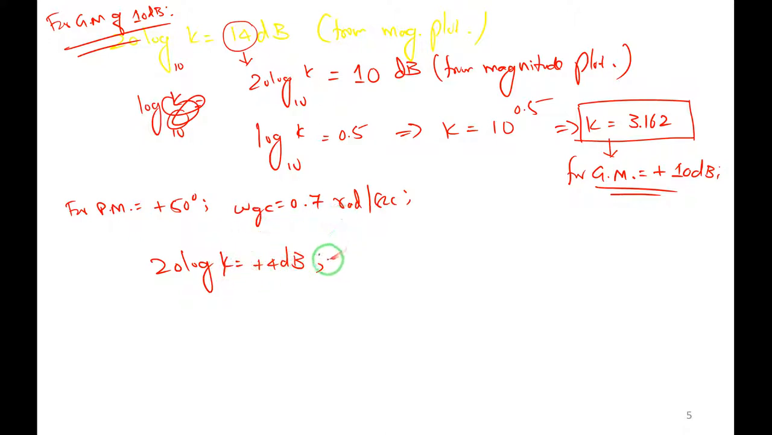You can take 3, sir. You are getting 3? Okay. Yes, sir. Okay, fine. 20 log k equal to plus 3 dB. So I will discard this, right? Okay, fine. To the base 10.